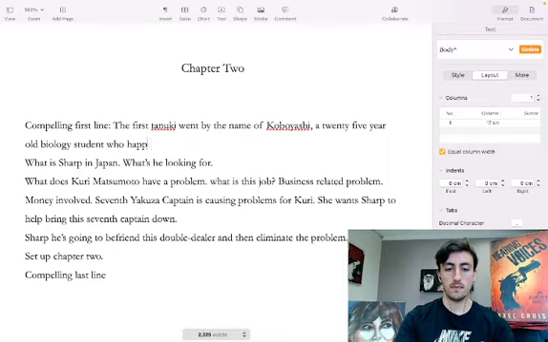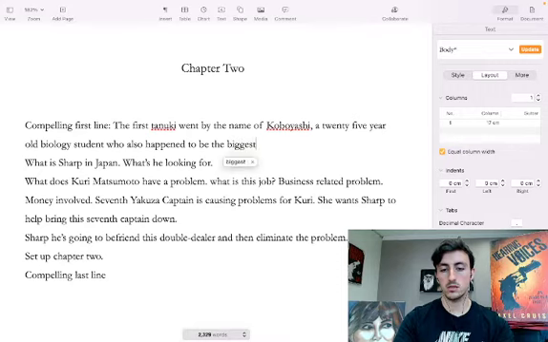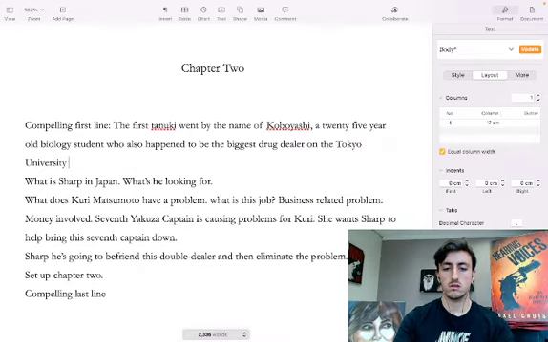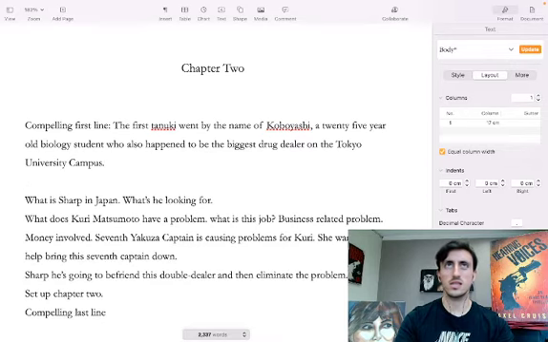A 25-year-old biology student who also happened to be the biggest drug dealer on the Tokyo University campus, something like that. Biggest drug dealer on Tokyo University campus. Okay, now let's analyze that.